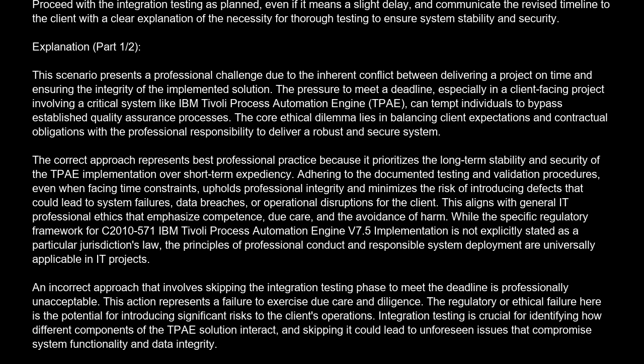An incorrect approach that involves skipping the integration testing phase to meet the deadline is professionally unacceptable. This action represents a failure to exercise due care and diligence. The regulatory or ethical failure here is the potential for introducing significant risks to the client's operations. Integration testing is crucial for identifying how different components of the TP solution interact, and skipping it could lead to unforeseen issues that compromise system functionality and data integrity.